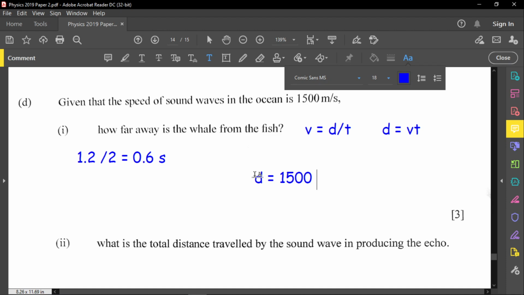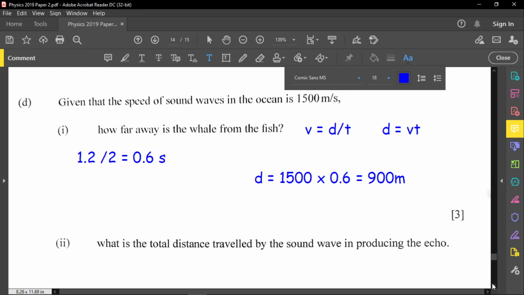Multiply by time, which is 0.6. So here we'll have now equals 900 meters. So the fish is 900 meters away from the whale. Again, you can do the whole thing by saying 1,500 multiplied by 1.2, you get 1,800, and then divide by 2, we get 900. The same way. Not a problem.